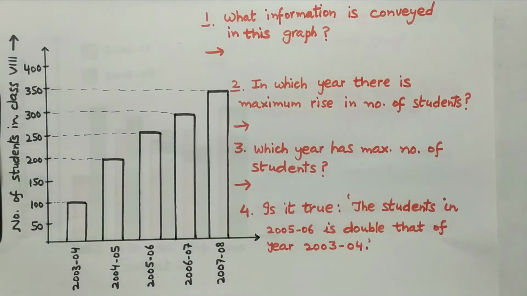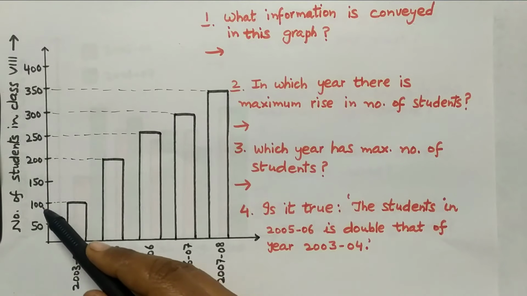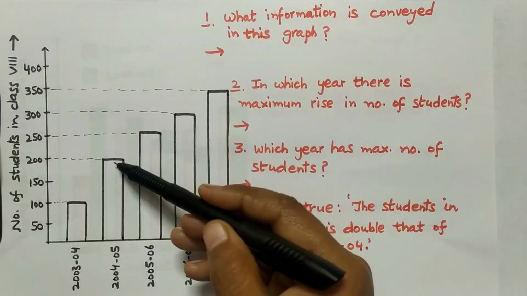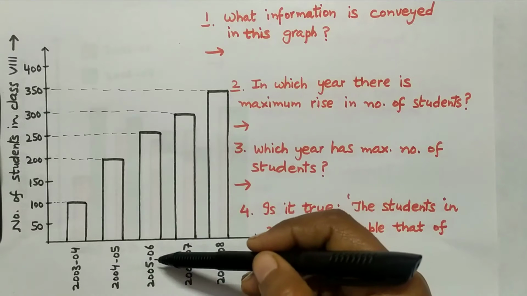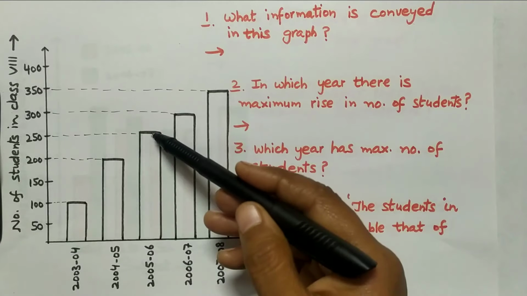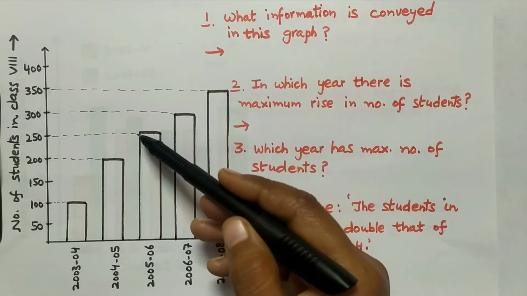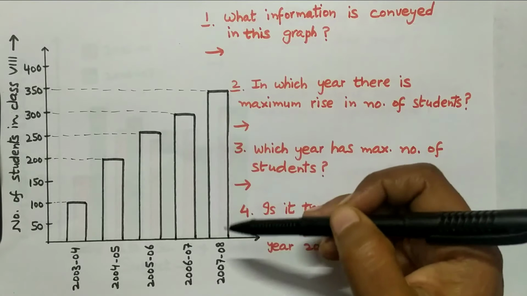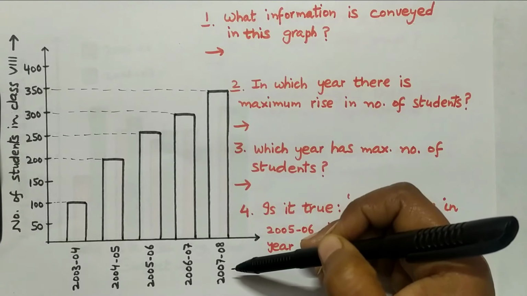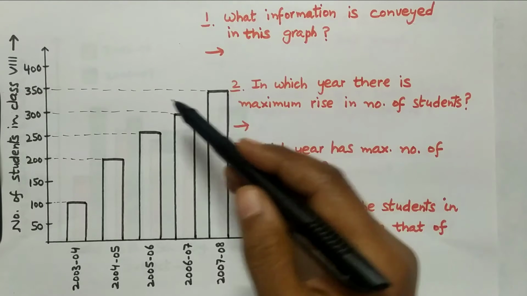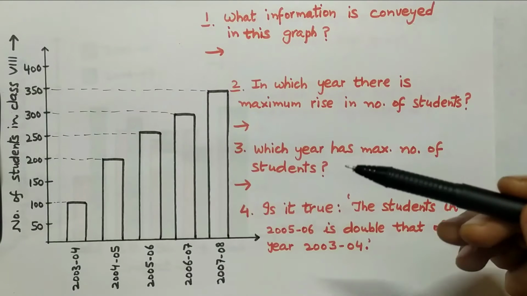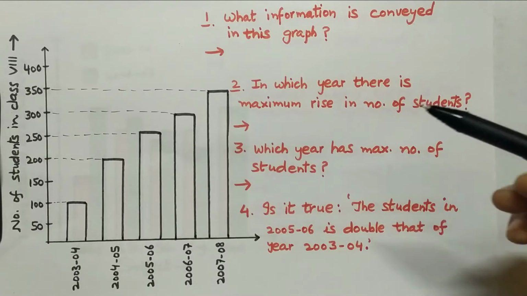Now we can say that in the year 2003-4 the number of students is 100. In the next year it becomes 200. In the 2005-6 session the number of students was 250 and next year 300 students are there. Finally, in the year 2007-8 the number of students is 350. So this is the first step to start the answer.